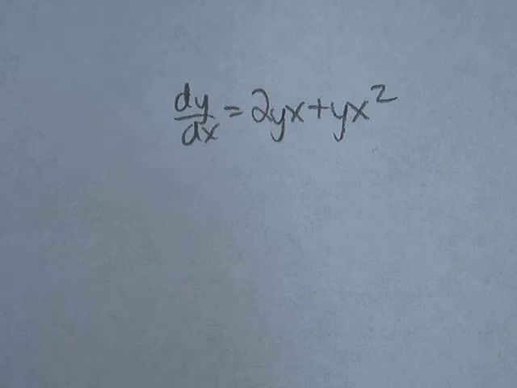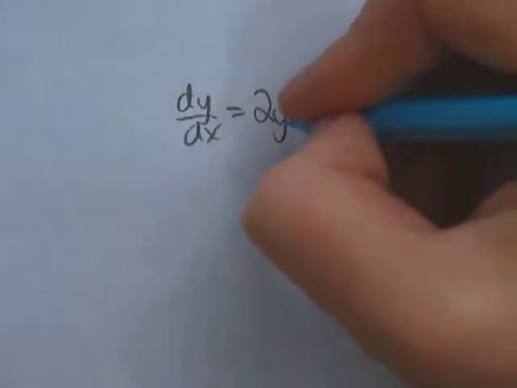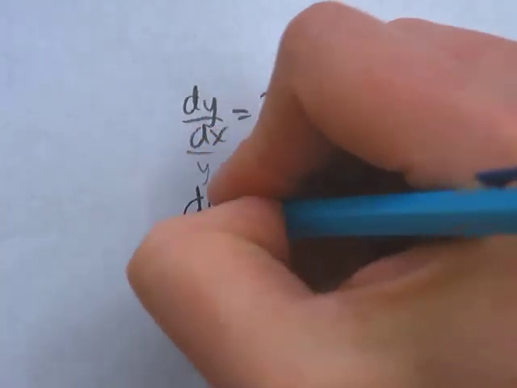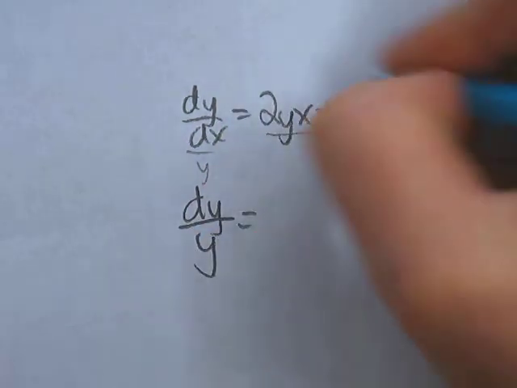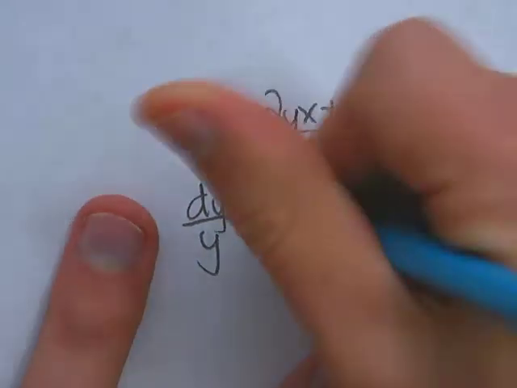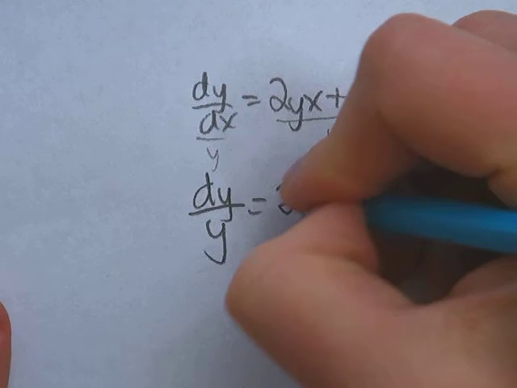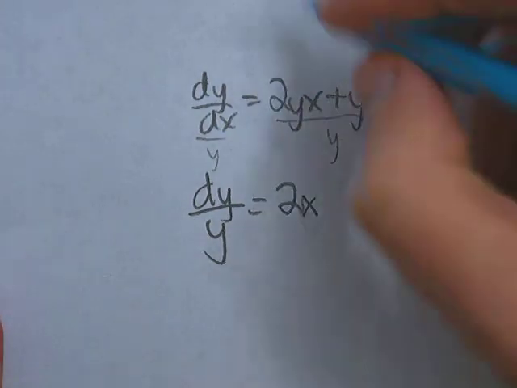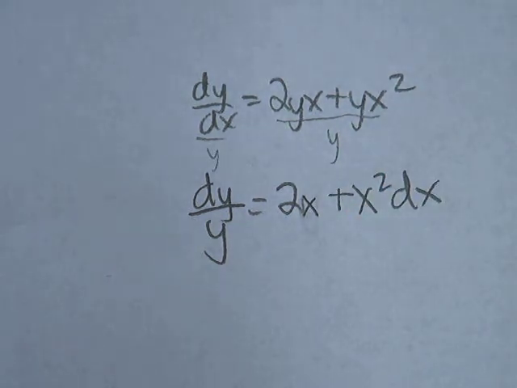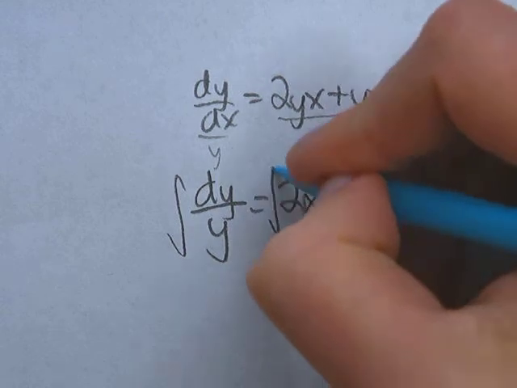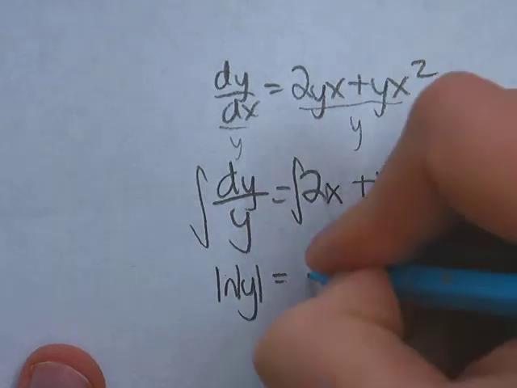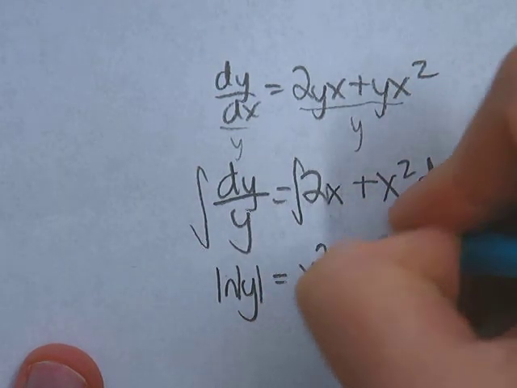This is an example where the savvy first step is to divide by y on both sides and move the dx over. So I get dy over y equals, if I divide both of these terms by y, I get 2x in the first term, because I divided that by y, and just 2x left, and then plus x squared dx. And now we're home free. We're ready to throw integral signs on this, and we get natural log of y equals x squared plus x cubed over 3.